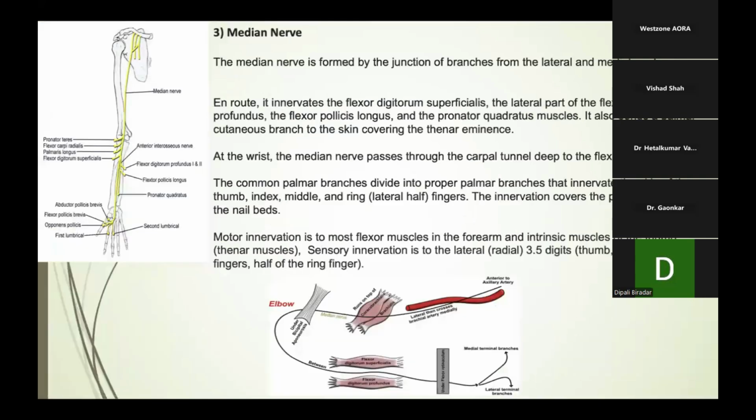The last one is the median nerve. The median nerve is formed by the junction of the branches of the lateral as well as the medial cords.